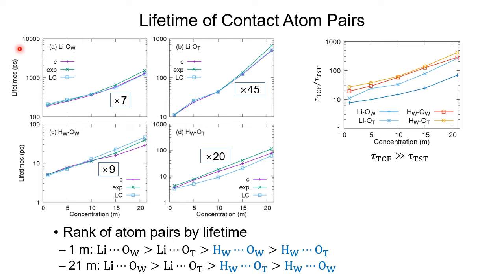Using the reactive flux time correlation function method, we obtained the lifetimes of 4 types of atom pairs, which increase by an order of magnitude from 1 to 21 molal. And the transition state theory lifetime is much shorter by 1 to 2 orders of magnitude, as this plot shows. However, the order of lifetimes is the same whether we use reactive flux TCF or TST.